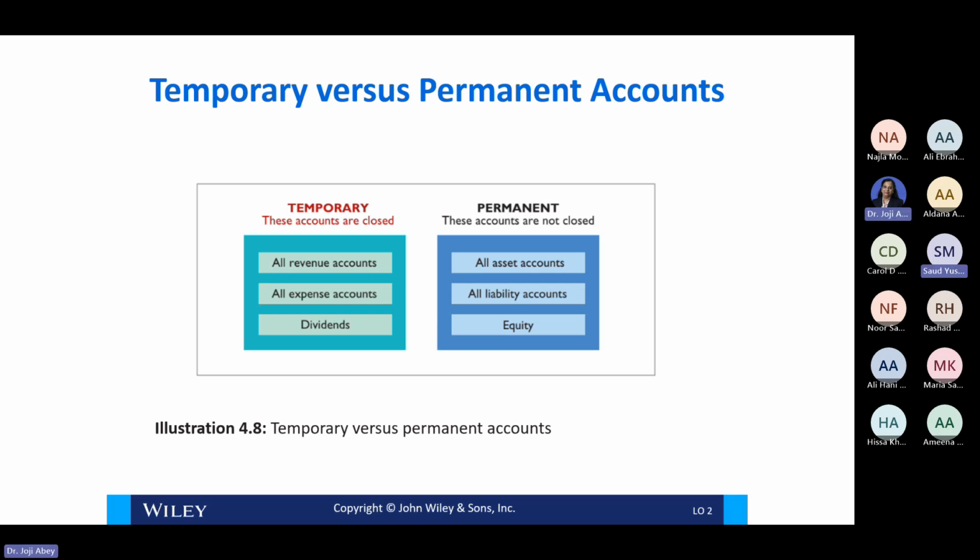Now, do you remember, in the closing entry, the calculation which we have done, why we did this? And the permanent accounts are the assets, liabilities, and equity. Will these accounts be closed? No. So this is a true or false question for your exam.